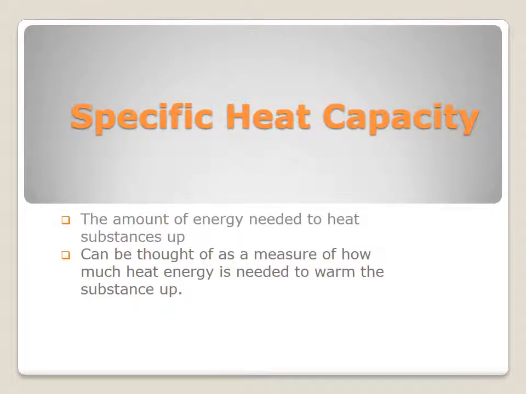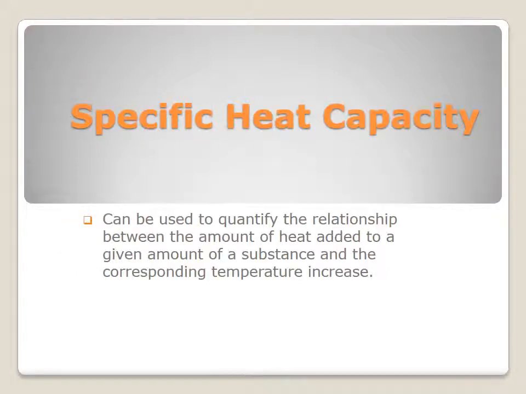What is specific heat capacity? It is defined as the amount of energy needed to heat substances up, and it can also be thought of as a measure of how much heat energy is needed to warm the substances. In addition, specific heat capacity can be used to quantify the relationship between the amount of heat added to a given amount of a substance and the corresponding temperature increase.